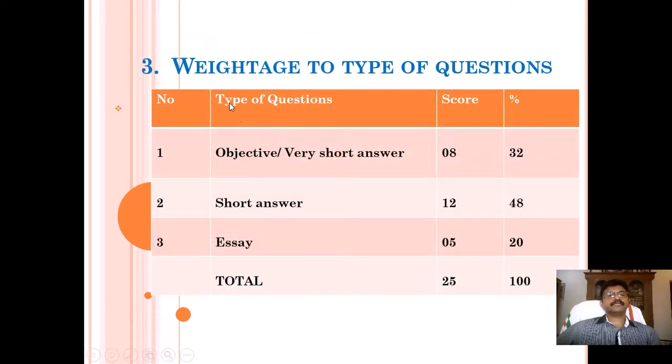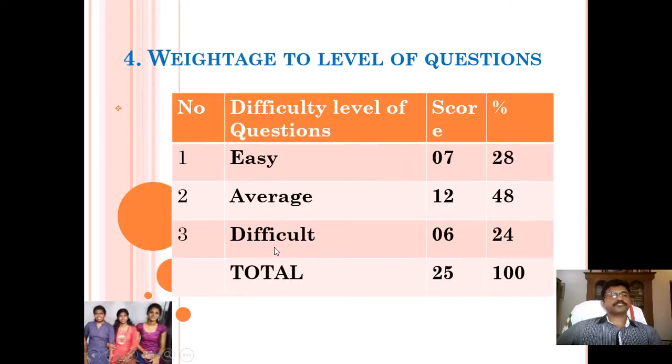And thirdly, we give weightage to different types of questions, and we can have objective type of questions, very short answer type of questions, short answer, and last one essay type of questions. Here also you can see the total score of 25 is distributed into these different types of questions.